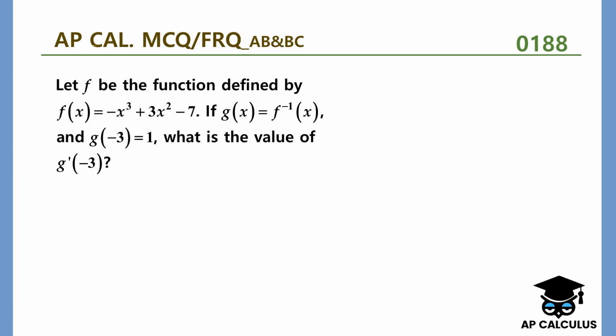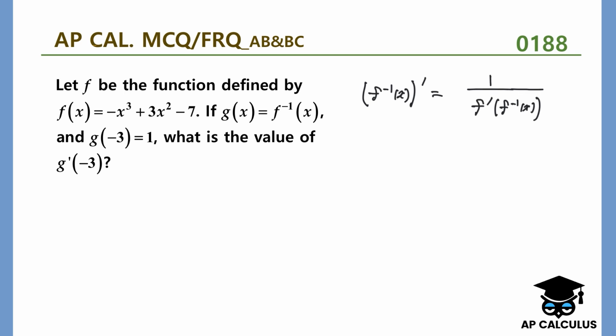Question 188. Let f be the function defined by this. If g is equal to the inverse of f and g of negative 3 is equal to 1, what is the value of g prime of negative 3? Okay, remember, the derivative of an inverse function, let's say we have an inverse function here, is given by 1 over f prime of f inverse of x, right?